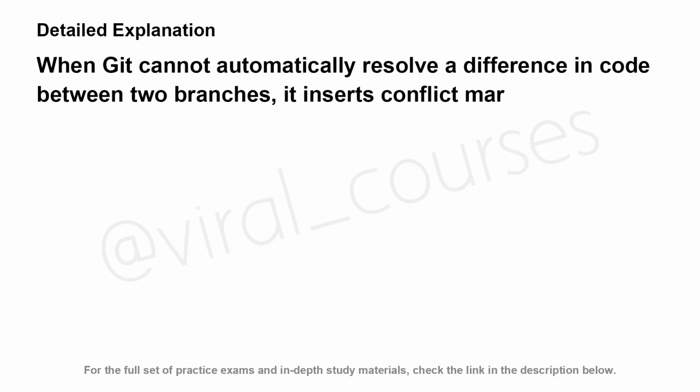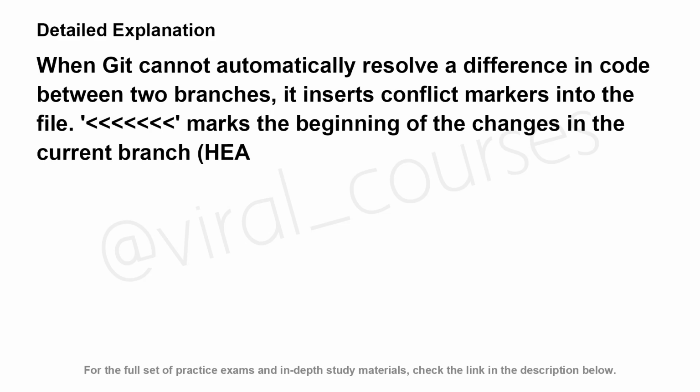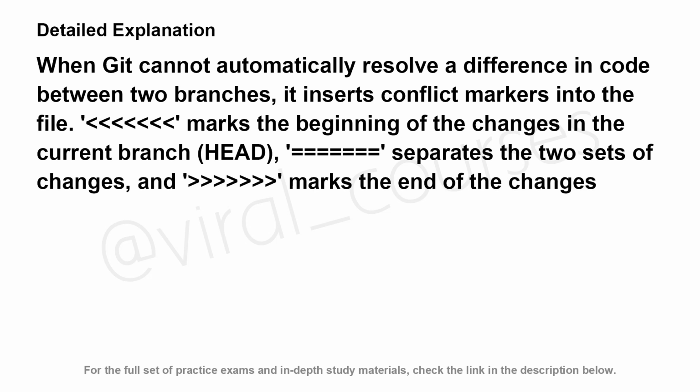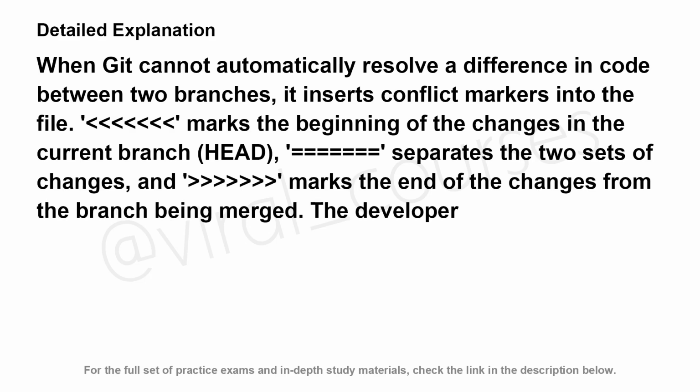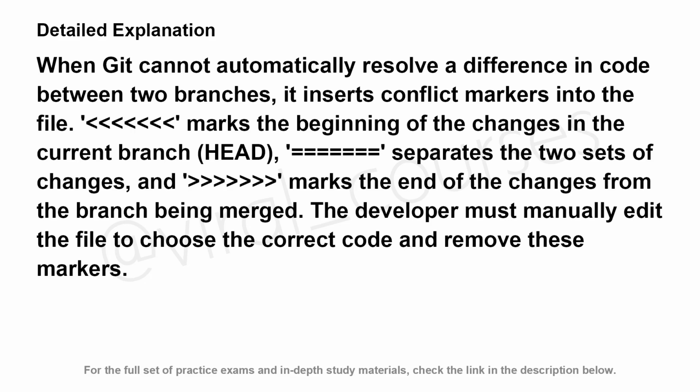<<<<<<< HEAD marks the beginning of the changes in the current branch. ======= separates the two sets of changes. And >>>>>>> marks the end of the changes from the branch being merged. The developer must manually edit the file to choose the correct code and remove these markers.